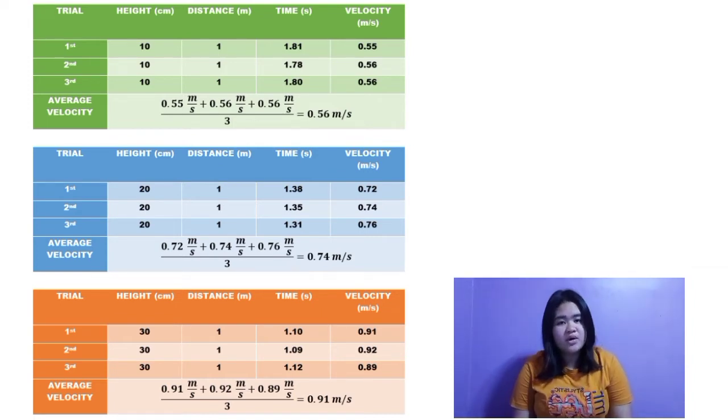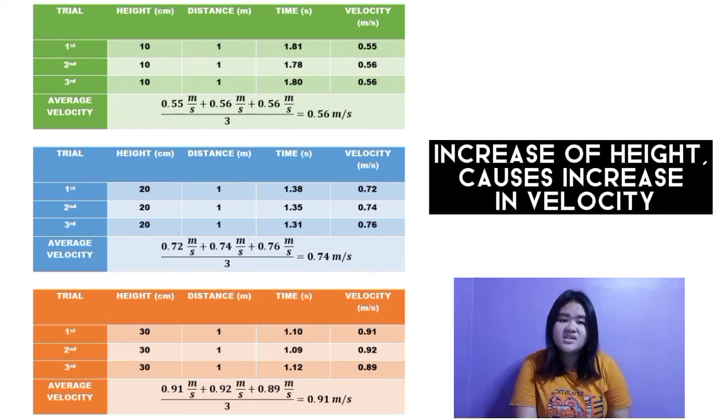In the first table, it shows that at the height of 10 centimeters, the average velocity of the marble is 0.56 meter per second, while at 20 centimeters, the average velocity of the marble is 0.74 meter per second. On the other hand, at the height of 30 centimeters, the average velocity is 0.91 meter per second. Using this data as our reference, we can observe that the increase of the height causes an increase in the velocity of an object.